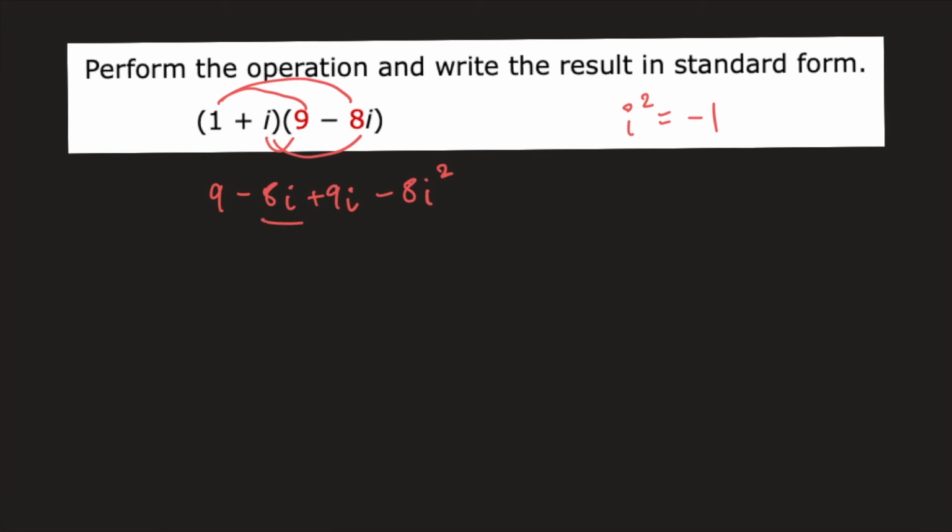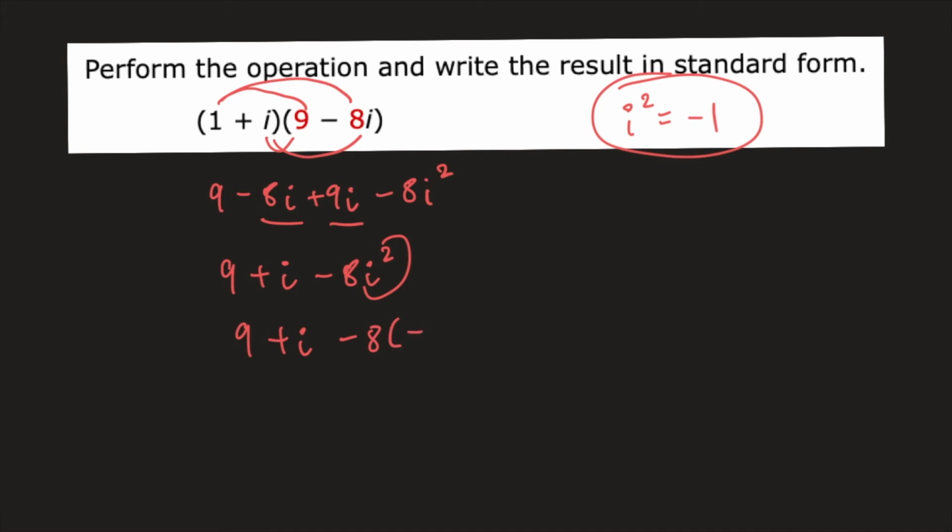So as before, I'm going to combine like terms here, which is 9 plus i minus 8i squared. And now, knowing that i squared is -1, I'm going to replace this i squared with -1, giving me 9 plus i minus 8 times -1. Two negatives obviously make it positive. And again, I'm going to combine like terms here, which is 17 plus i.